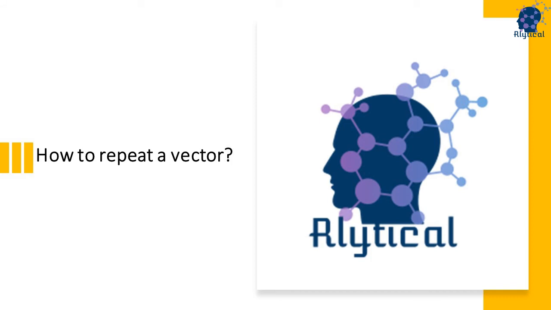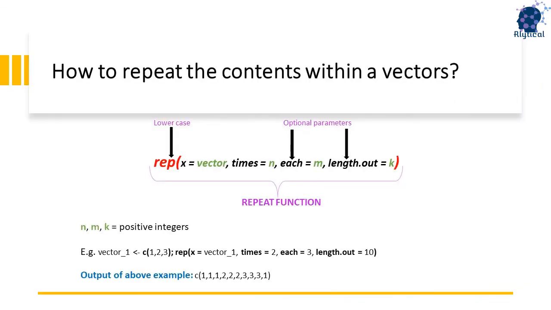At times we might need a vector in which the elements are repeated in a certain pattern. This can be achieved using the repeat function. The syntax of this function contains the lowercase name rep followed by 4 parameters. The first parameter is x, which is the input vector, a number or a string. The second parameter is times, which indicates the number of times the input to the first parameter x has to be repeated. We will discuss the last 2 parameters shortly.